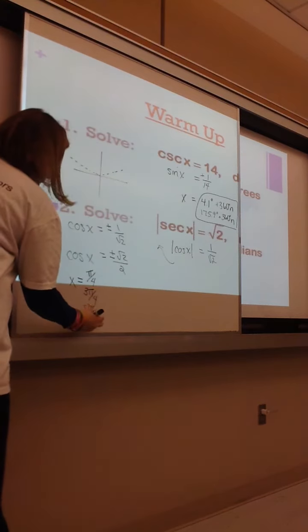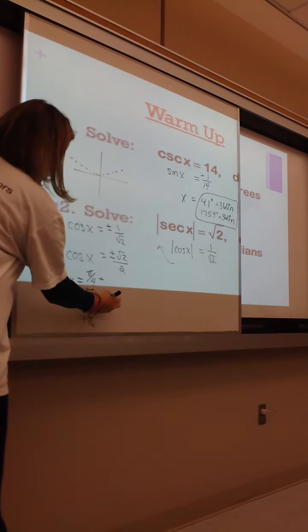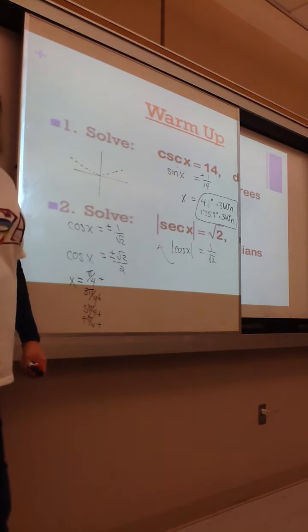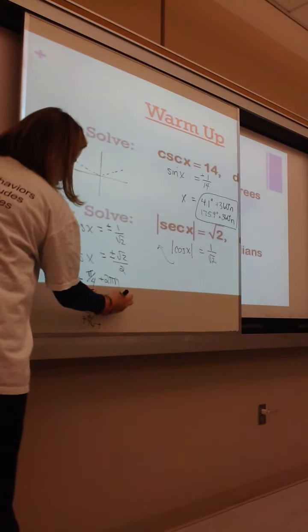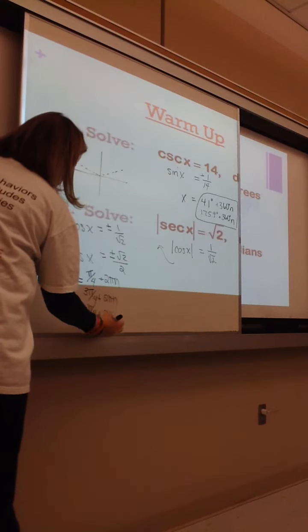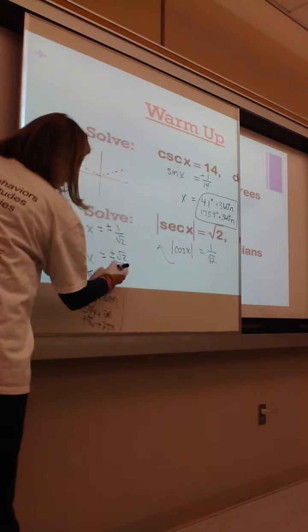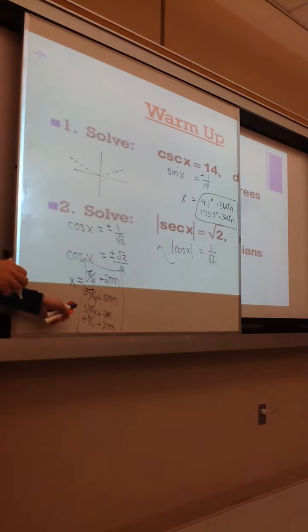Okay. What are we going to add to all 4 of these? Plus 2 pi n. Great. So n is an element of the integers. We're going to assume that. Great, 2 pi n. This is really low. Can everyone see that? Are we good?